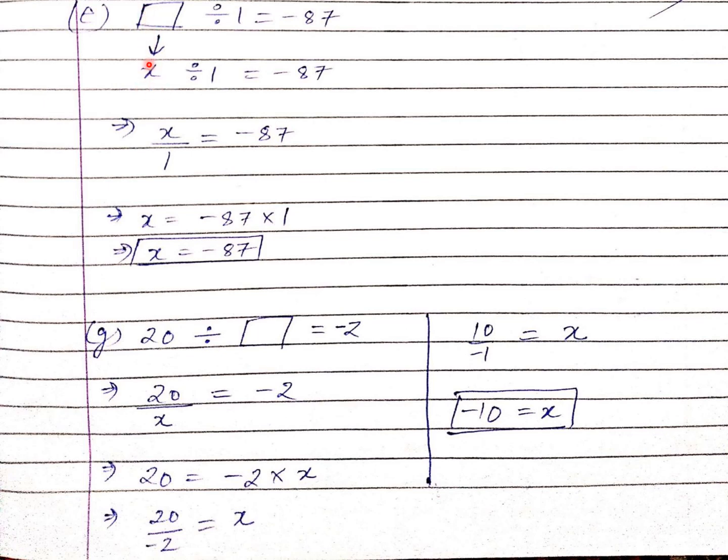I can write this as x divided by 1 is equal to minus 87. So I have to find the value of x. I will make it alone on this side. So I have to take this 1 to that side. Here it is in division. When it goes there, it becomes multiplication. Hence we can say x equal to minus 87 is the answer.